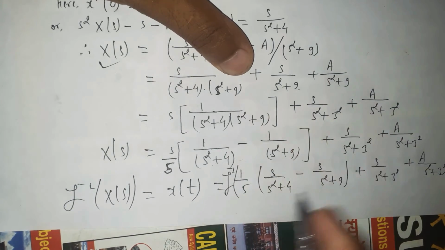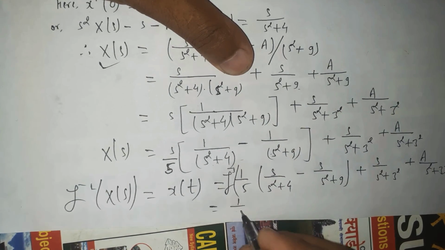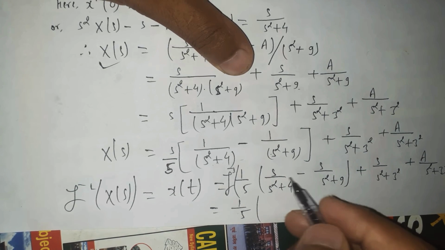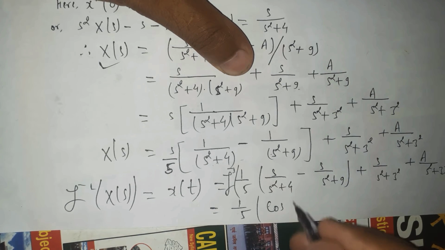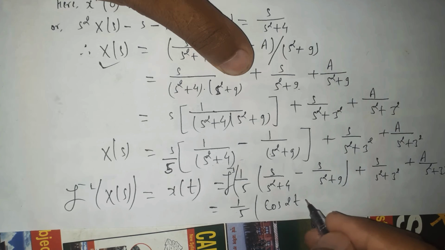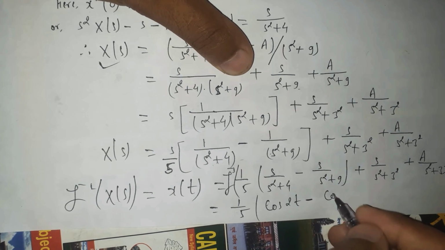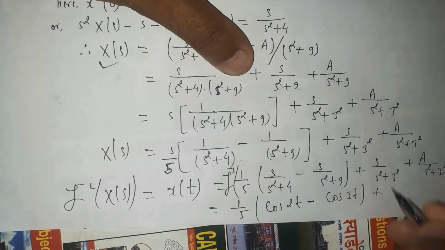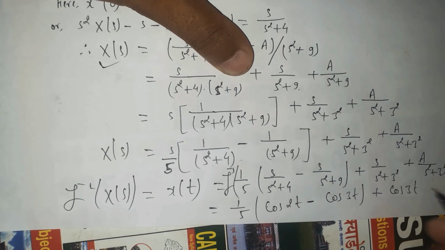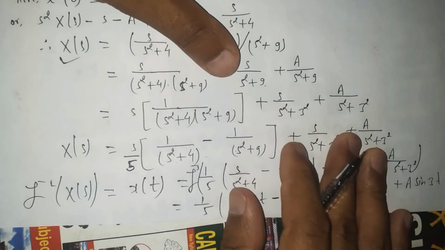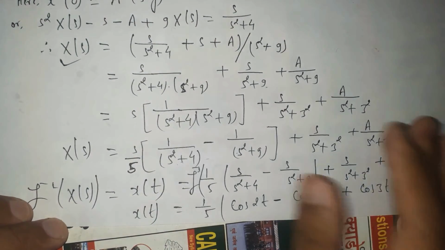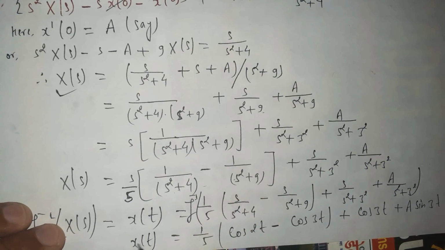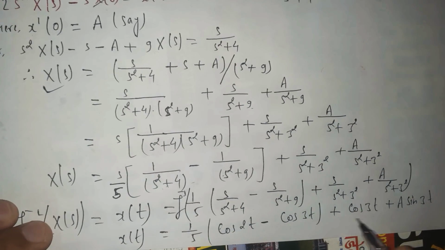So the inverse Laplace transform is 1 over 5 times, and the inverse Laplace transform of this is cosine, here the 4 is a perfect square, the square of 2, so cosine 2t minus cosine 3t plus a times sine 3t. We have just used the inverse Laplace transform here. This is the value of x of t. Here we have found x of t in terms of a.